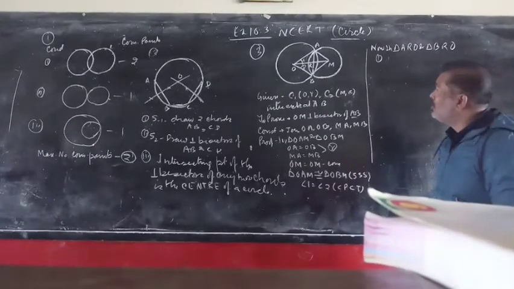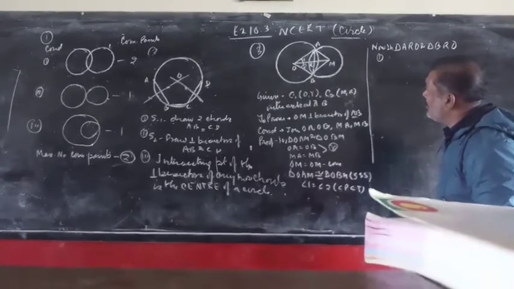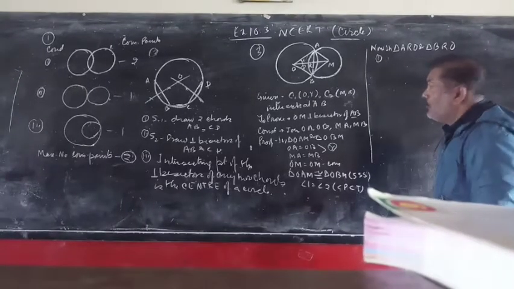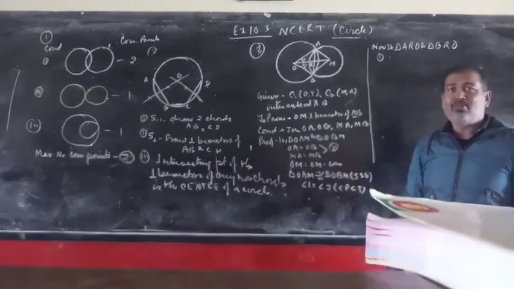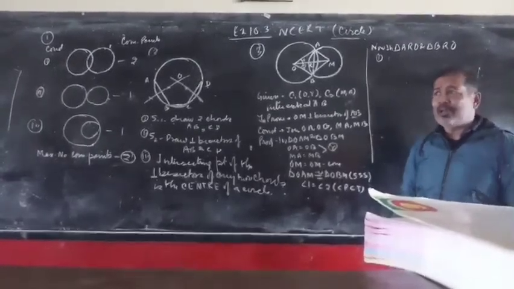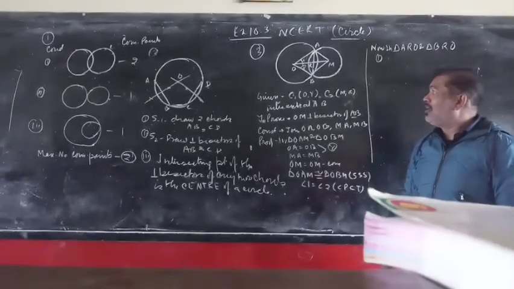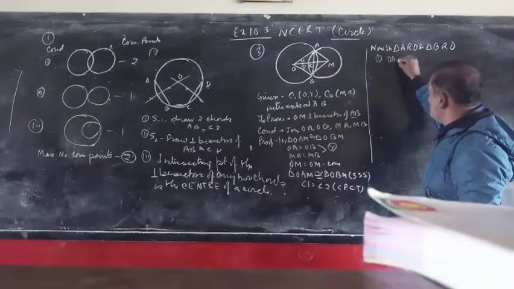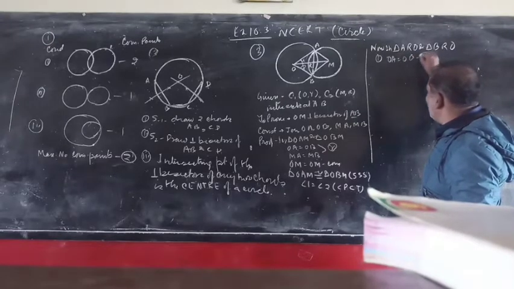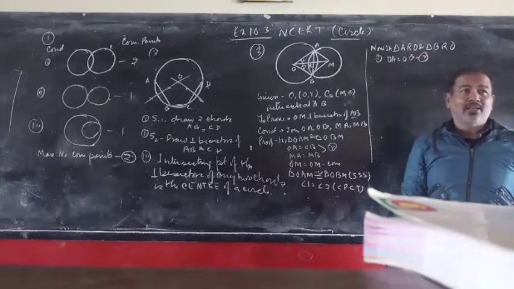First, AR is equal to BR. Why? Perpendicular? No, you have to prove that one. Sir, OA is equal to OB. Oh, very good. OA is equal to OB. Why? Because they are radii of circle one.